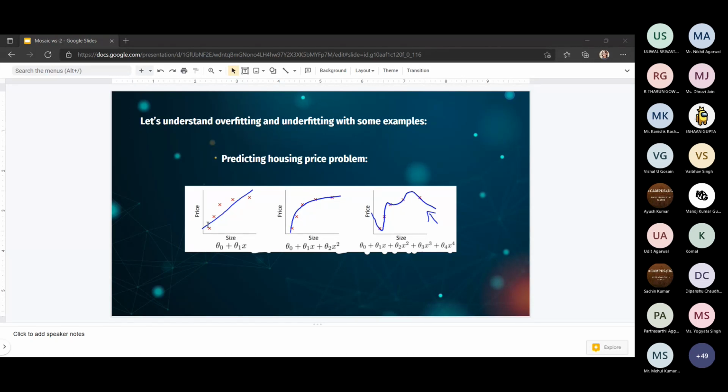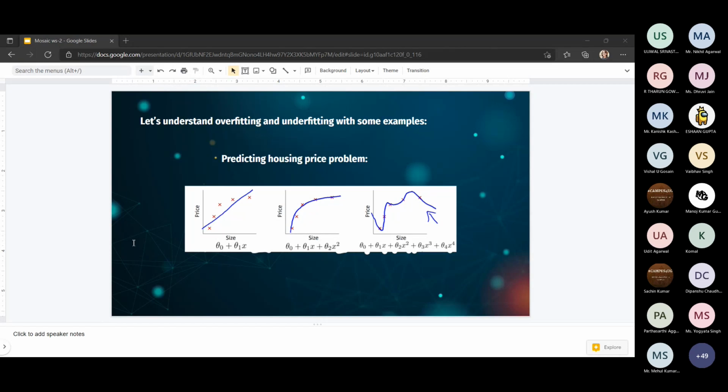If we take a look at the last plot, here we can see that this curve seems to do a very good job. It's passing through all the data points. Hence, it will have a low bias, that is, low training error, but a high variance, that is, a high testing error.